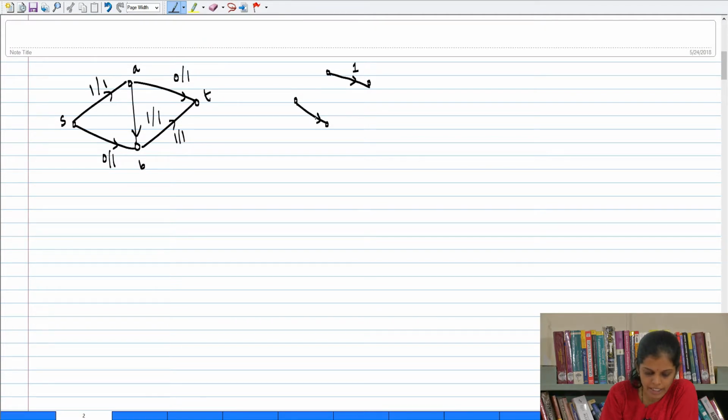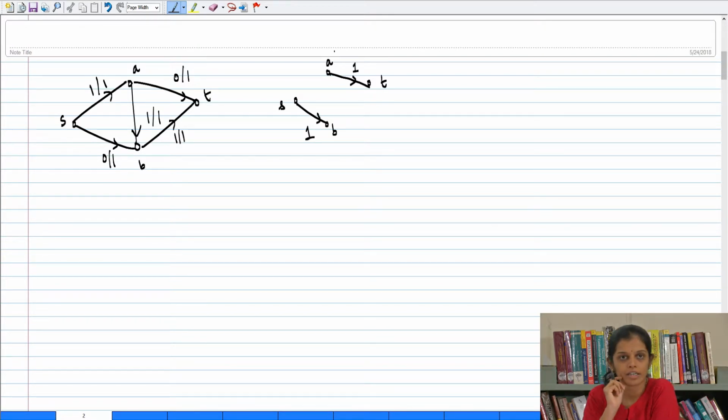What will happen to the edge S to B? It will again survive in the residual network, it will have a capacity of 1. Those are the only edges that will survive. In this network, there is no ST path, right. So this seems to be a problem. We have sent only 1 unit of flow and still disconnected all ST paths.